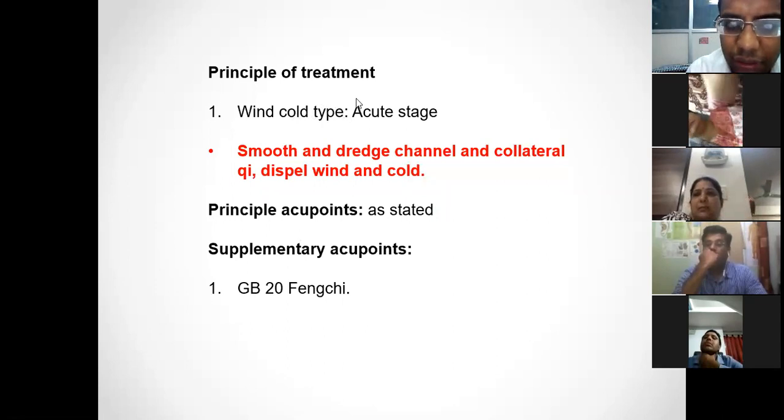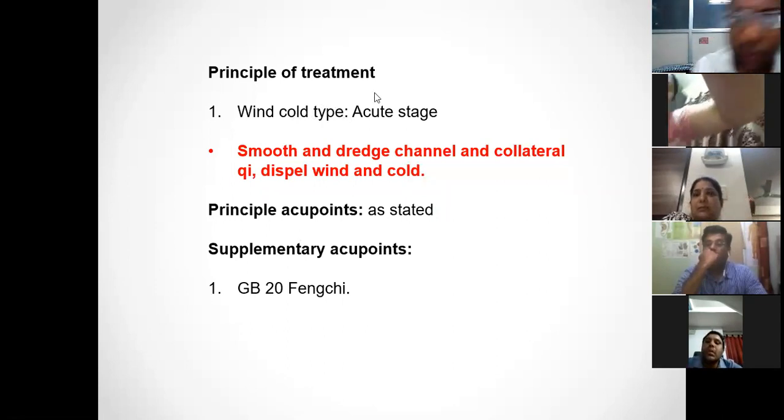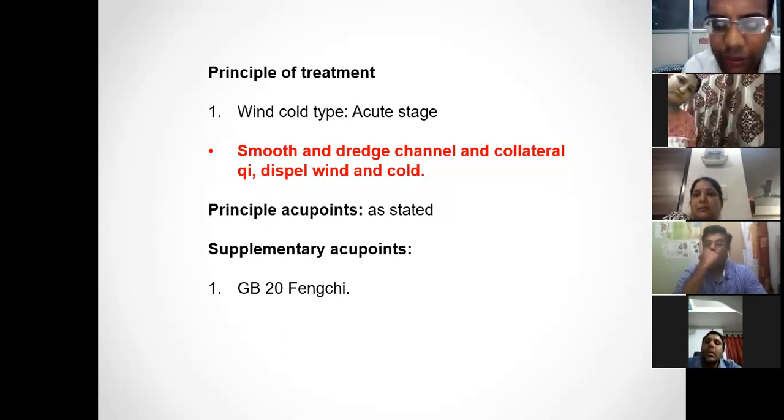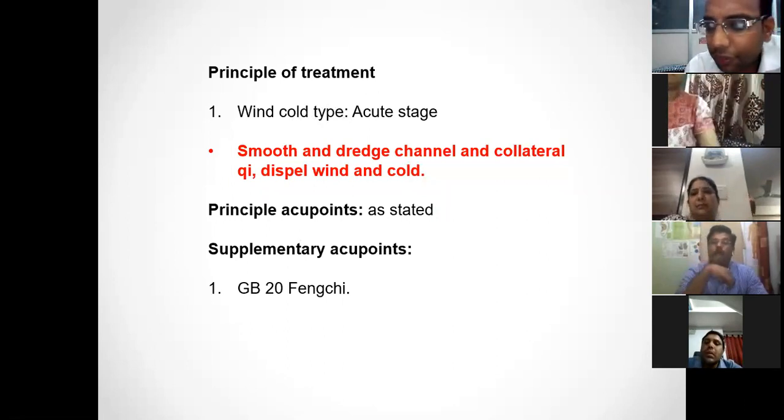Whenever the wind-heat type acute stage is there, I told you what should be done: smooth the channels and collaterals and dispel the wind and heat. Same thing, the principal acupuncture is already the same. Only add what? LI11.